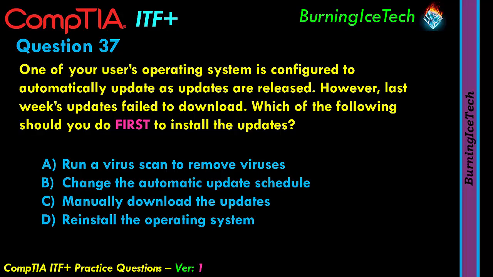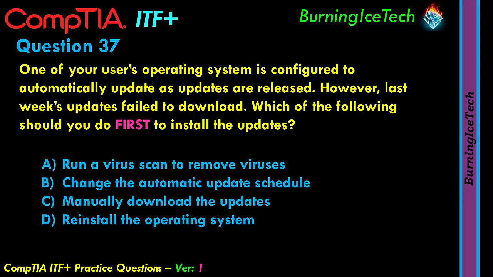Is it B, change the automatic update schedule? Now, in the foreseeable future that might help, but it does not help us with our immediate issue. Our immediate issue is there's an update we did not get. Last week's update was not downloaded. Changing the update schedule is not going to change it that much. I mean, one thing you could do is maybe change the schedule so that it updates again today, or at least tries to do it today, but it doesn't mean it's going to solve that problem. So B, plausible. Looking at C, manually download the updates.